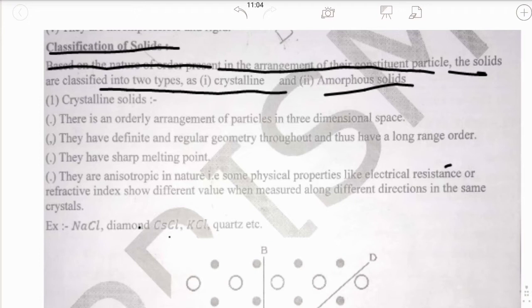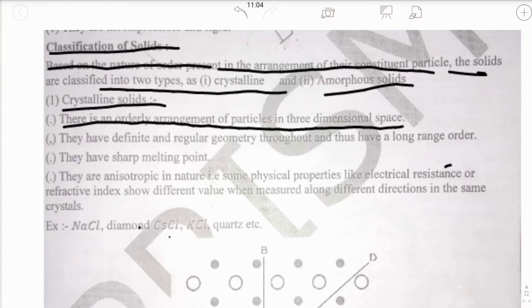First we will learn in detail about the crystalline solids, and some of their important characteristics. There is an orderly arrangement of particles in three-dimensional space. Now, the first property is all about shape, how the crystalline solids look.